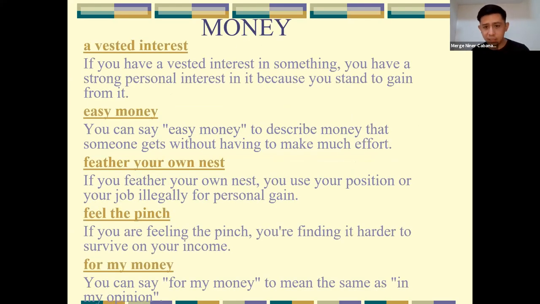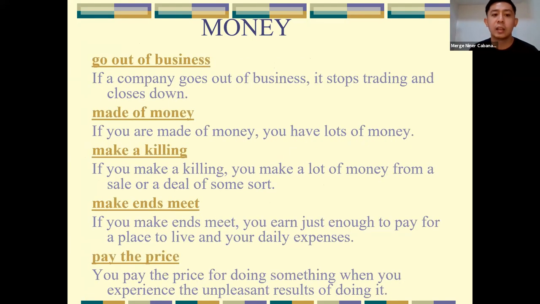Money, vested interest. You have a strong personal interest in it because you stand to gain from it. Easy money, which means you don't do much effort to get money. Feather your own nest, ginagamit yung mga position for illegal and personal gains. Feel the pinch, like you're feeling the economical downpour. For my money, same goes with in my opinion. But hindi gagamitin si for my money sa speaking test. Go out of business, it stops trading and closes down.